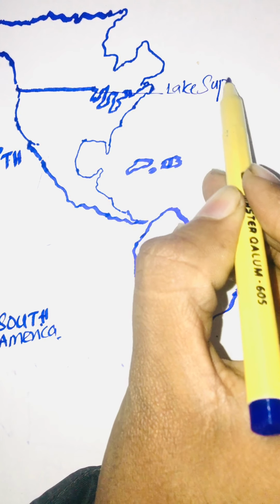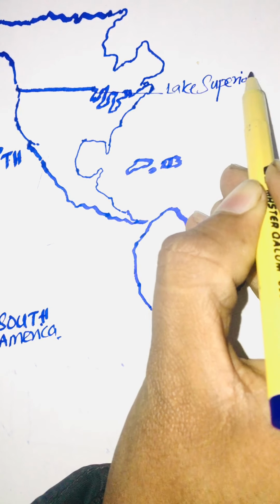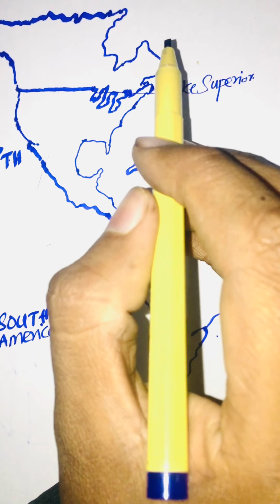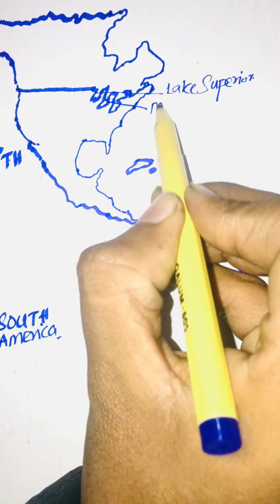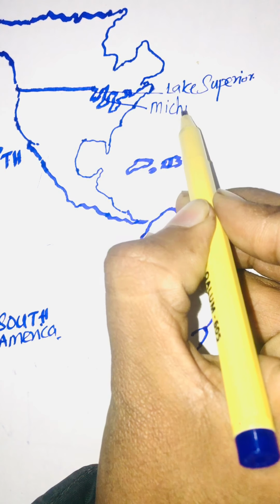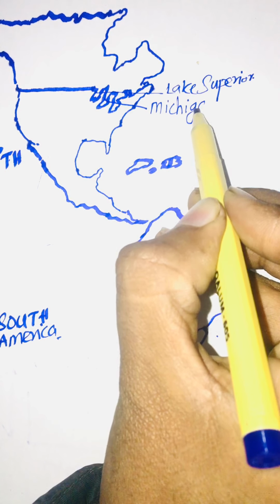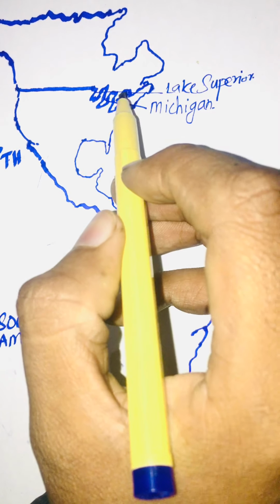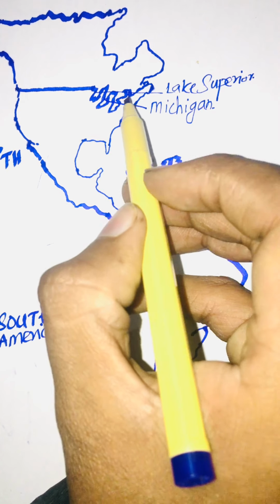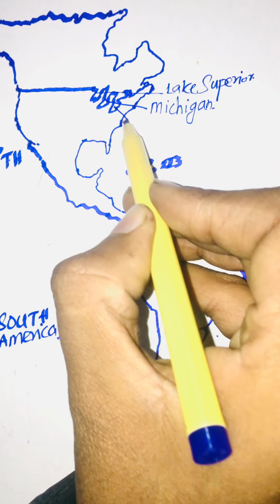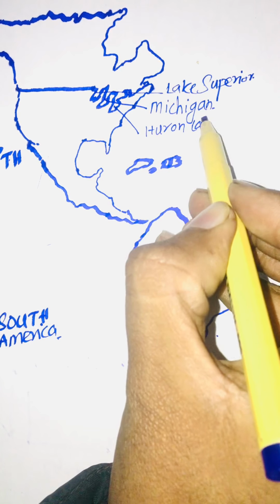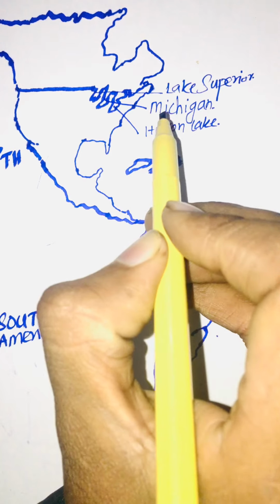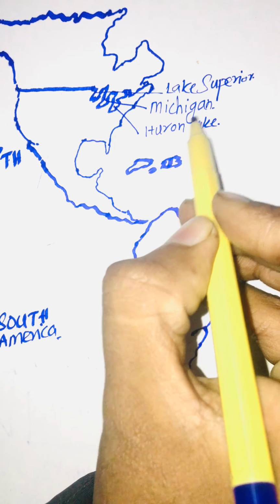Lake Superior, this is Michigan Lake, this is Huron Lake. There are some four lakes. I have told you the name of 3.